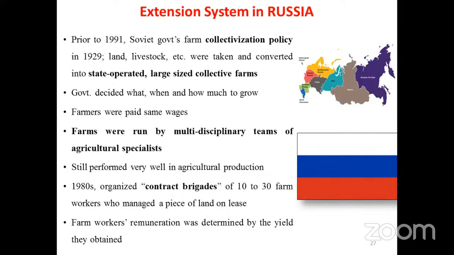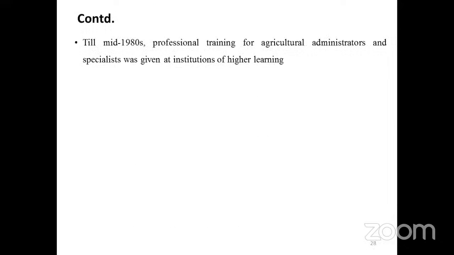Moreover, these farms were run by a multidisciplinary team of agriculture specialists. So it was not a democratic model, but still it performed really well. Then they organized these contract brigades also. This word you can remember, maybe for multiple choice questions, where 10 to 30 farm workers were used to collectively manage a piece of land on lease given by the government. And based on the yield, their remuneration was decided.